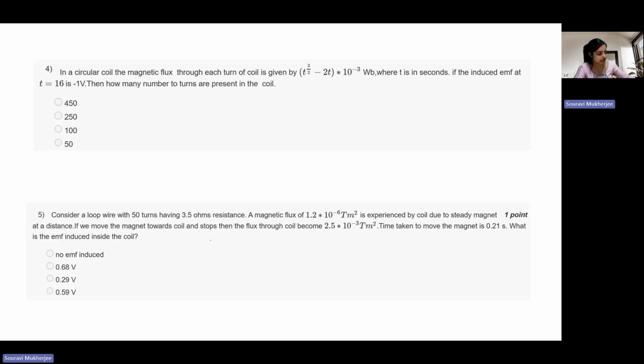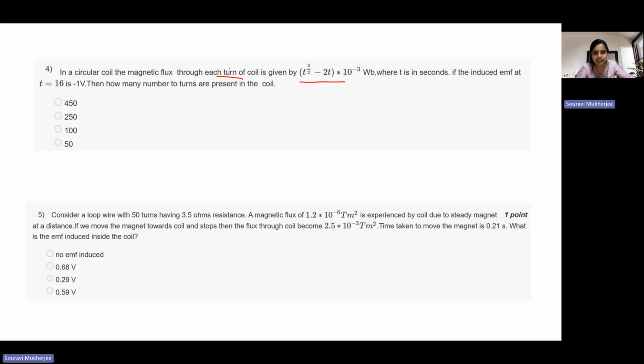Now, there can be questions like this. So as you can see, these are some questions from last year's assignment. So here you can see that it's a circular coil with some magnetic flux, which is given by this relation here for each turn. Okay. So each turn of the coil, this is how the magnetic flux is. And in t seconds, what is the induced EMF?